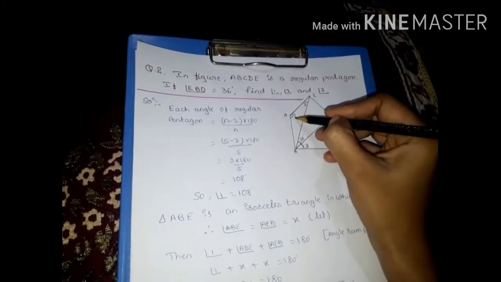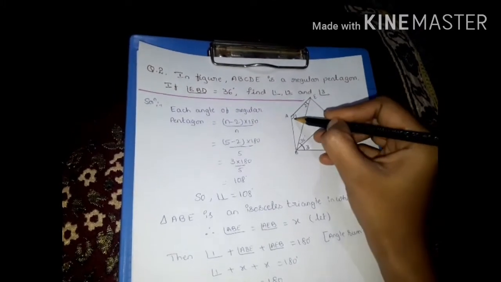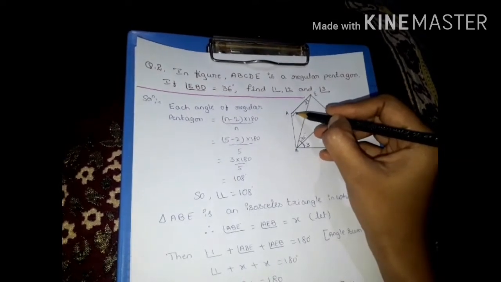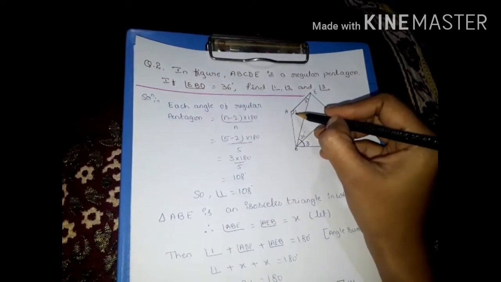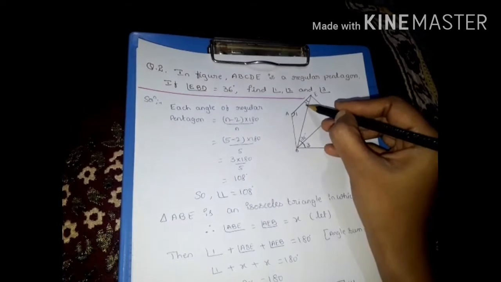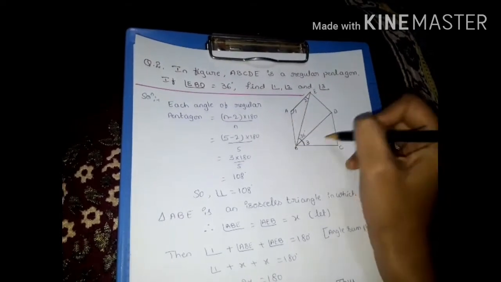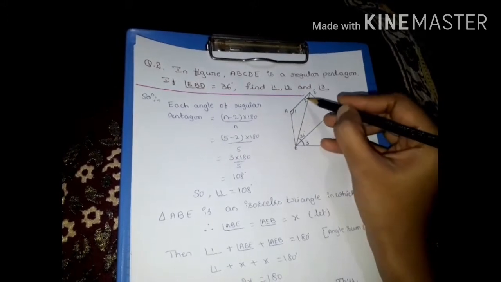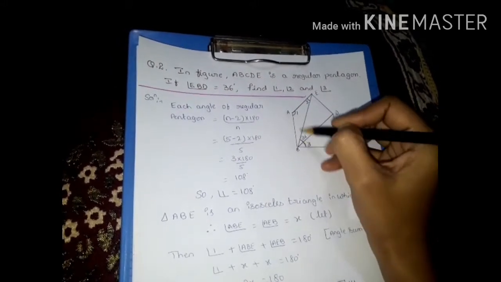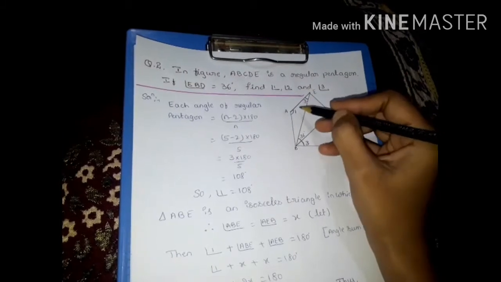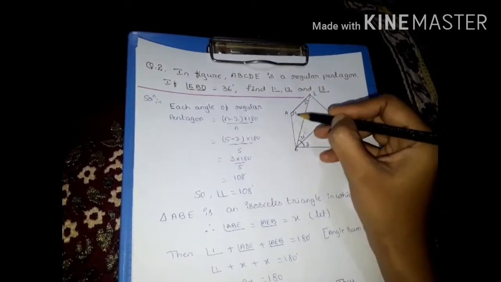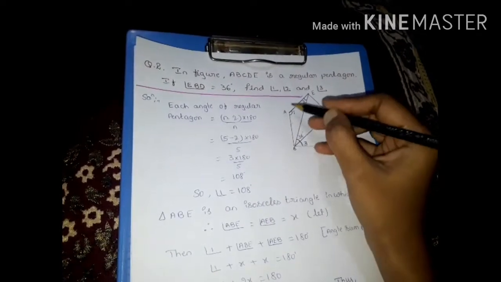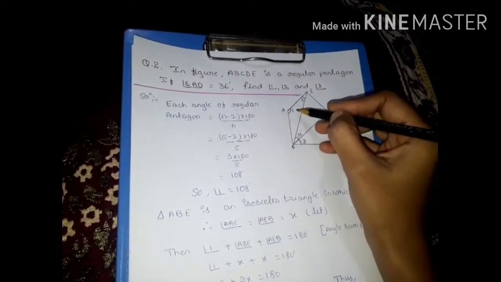Here, to find angle 1 and angle 2: angle 1 we got 108 because each interior angle of a regular pentagon is 108. Now you have to find angle 2. Here, in a regular pentagon, all sides are equal. To find angle 2, consider triangle ABE. Here all sides are equal, nothing but in this triangle these two sides are equal. This triangle acts as an isosceles triangle.